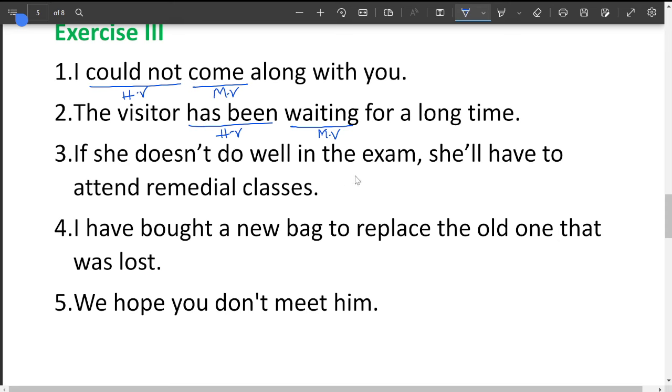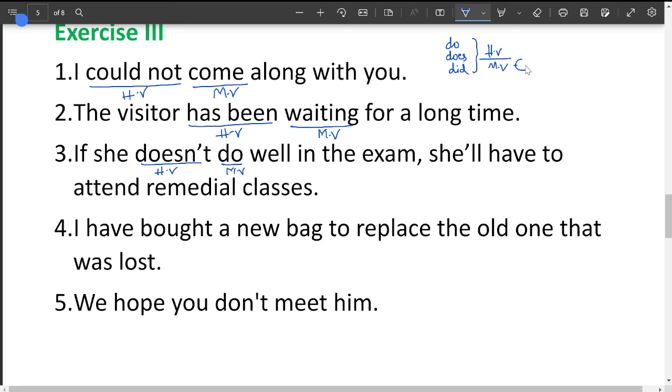Next, if she doesn't do well in the exam, she will have to attend remedial classes. What is the helping verb and what is the main verb? Tell me. Do here is the main verb. Do forms can be used both as helping verbs and main verbs. Doesn't is the helping verb. Now you might get confused between this. What are the do forms? Do forms are do, does, and did. Remember, these three do forms can be used both as helping verbs and also main verbs.